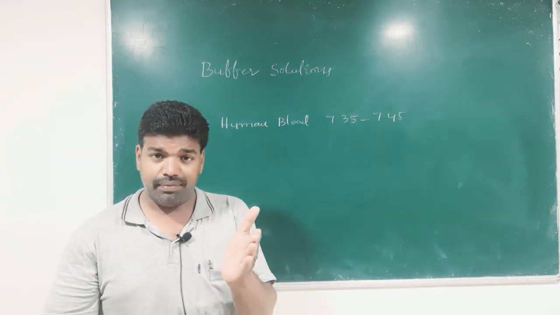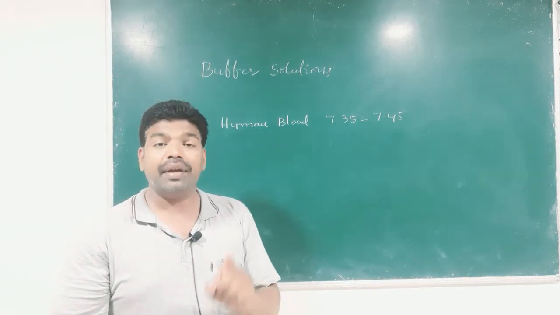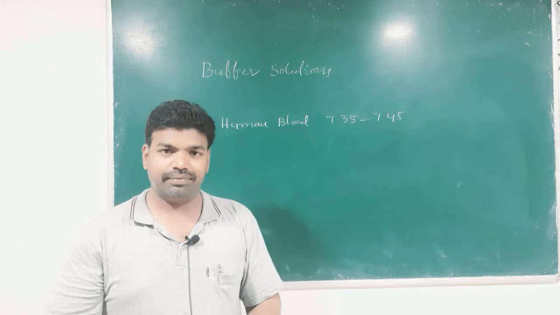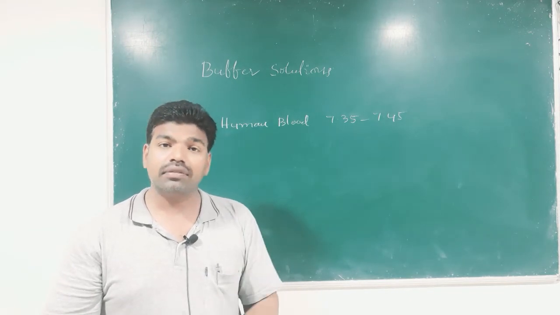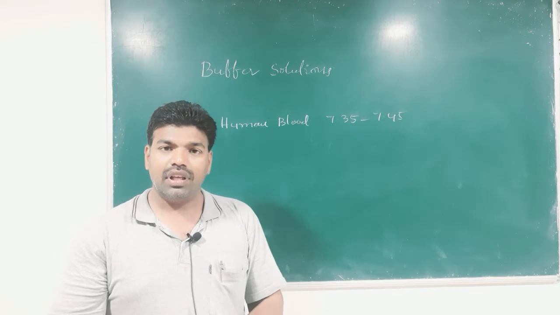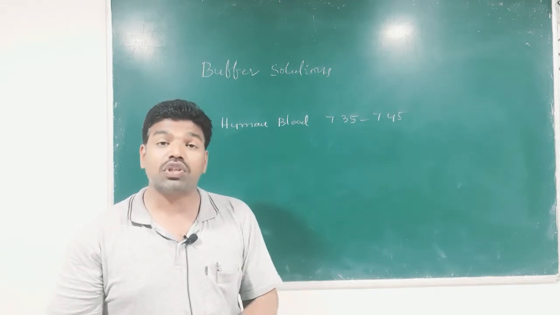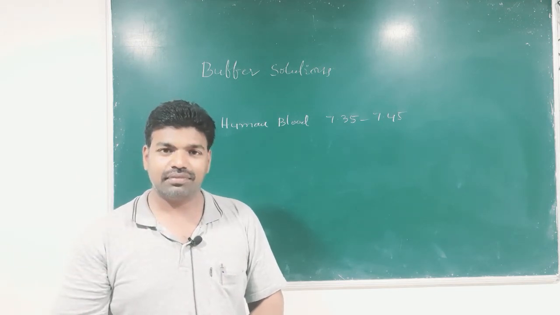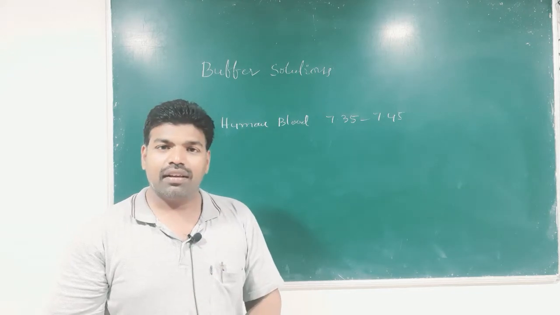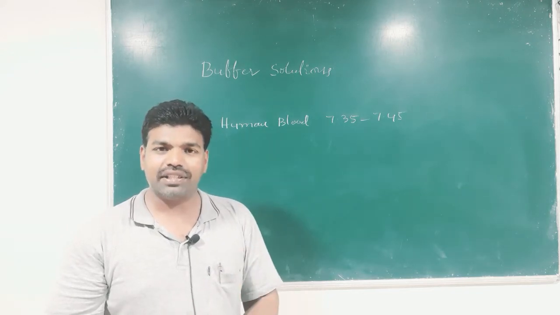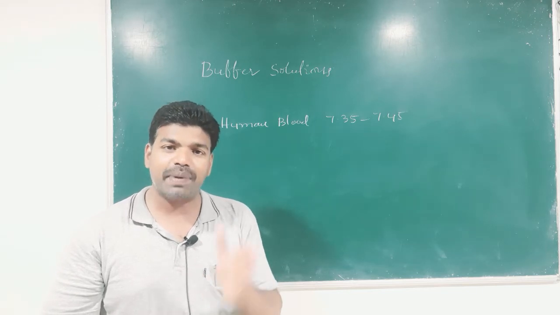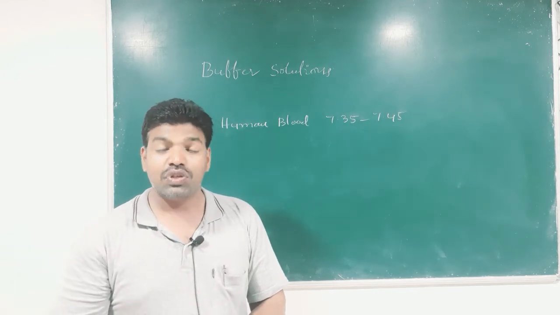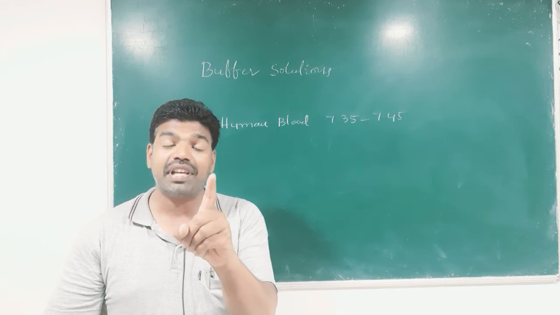Maintaining the pH of a solution at a particular pH is very difficult. If a solution is exposed to air, it absorbs carbon dioxide present in the air and the solution becomes acidic. If a solution is stored in a glass container, the alkaline impurities present in the glass may dissolve in it and the pH may change. So maintaining a solution at a definite pH is very difficult.